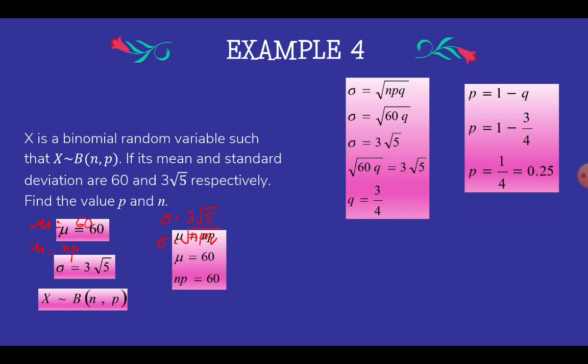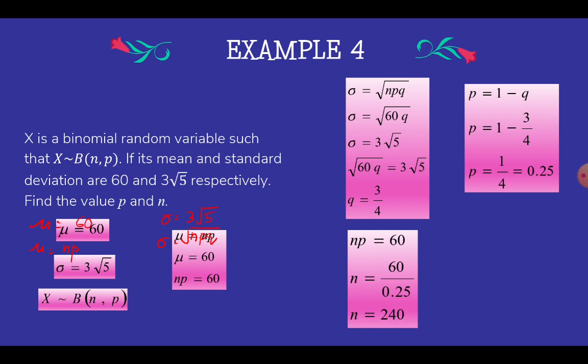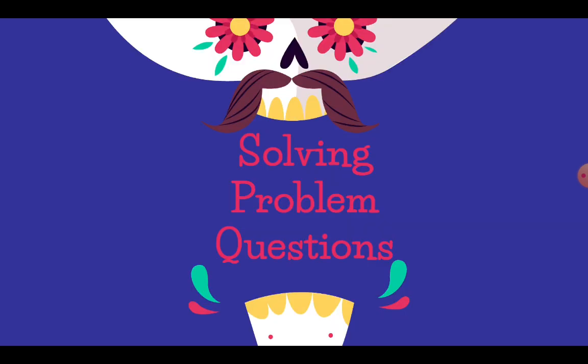So how can we find N? The simplest way is by using the mean formula. The mean is equal to NP, so NP is equal to 60. We have known that P is 0.25. Therefore, our N is equal to 240. So N is 240 and P is 0.25. Easy, right? This is easier compared to the probability before.